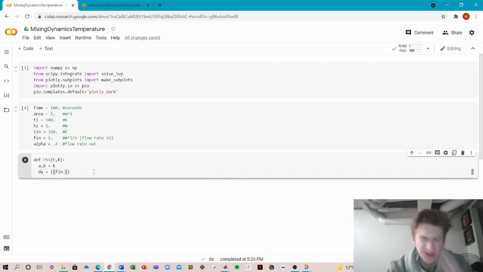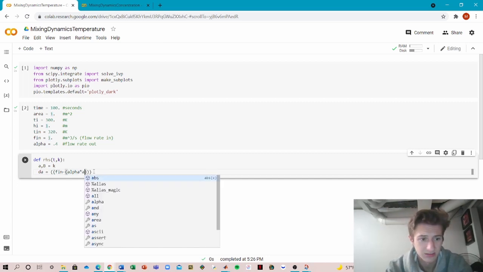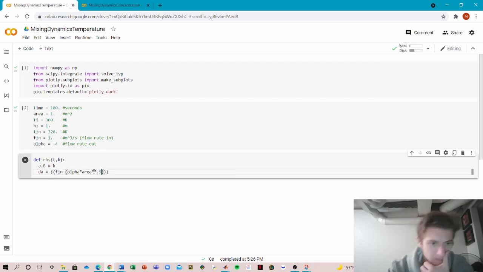Flow rate in. This is from the previous section, so this is just writing down the equations into code. Minus alpha, I think is what I called it. Then alpha times area, call it area, and that's to the 1/2. So it is the square root, but it's not written as the square root. Then divide that by the area. Wait, sorry, that is not the area. That is going to be this new variable.